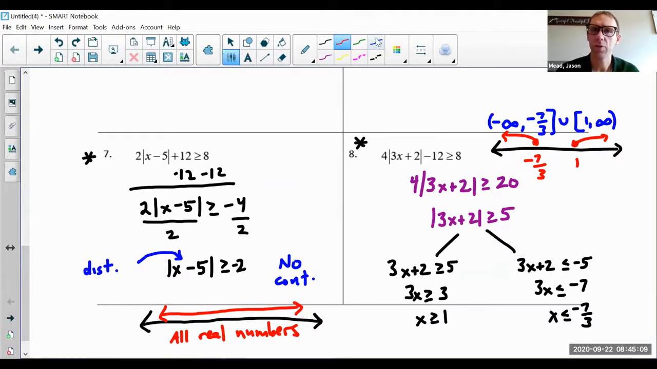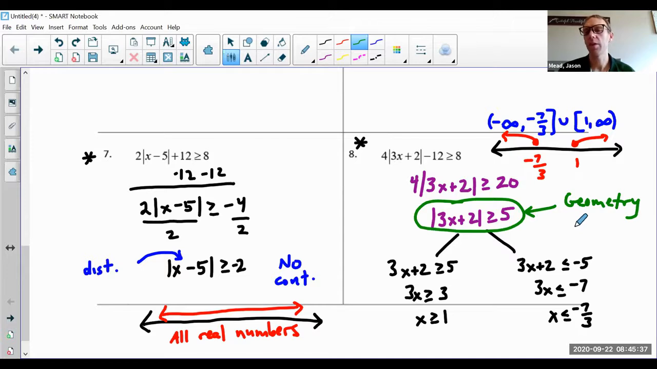Geometrically, what I want to make sure that we understand is that I can actually determine what the graph looks like based on this. So once I get the absolute value all by itself, I can already determine what the graph looks like pretty much exclusively from a geometry perspective. So remember from the video, we talked about the definition of absolute value from a geometry perspective. It's distance from a center.